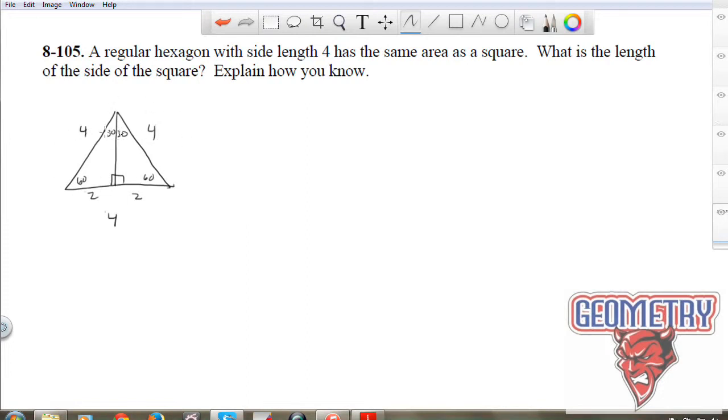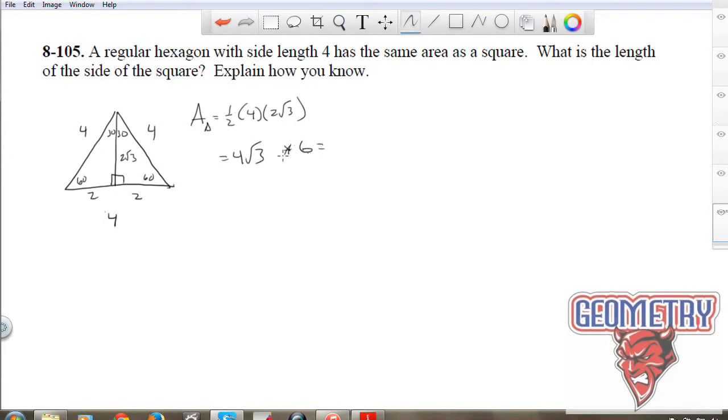I realize I'm going through this pretty quickly, but we've seen plenty of these by now. I should be able to do this in our sleep. So the hypotenuse is 4, the short side is 2, the long side is 2 root 3. So the area of one of these triangles is 1/2 times the base, which is 4, times the height, which is 2 root 3. So this is 2 times 2 root 3, which is 4 root 3.